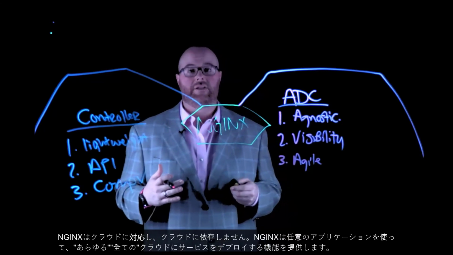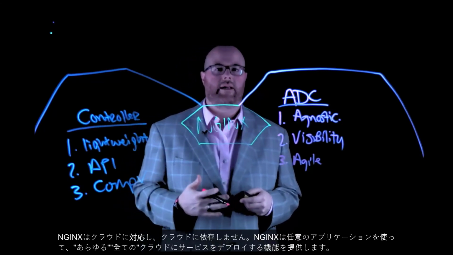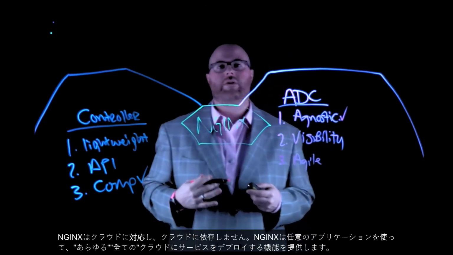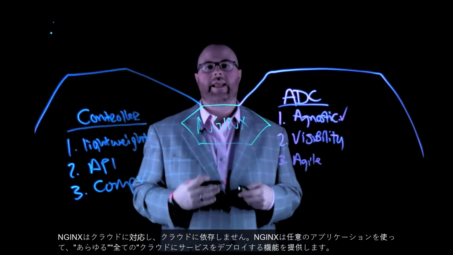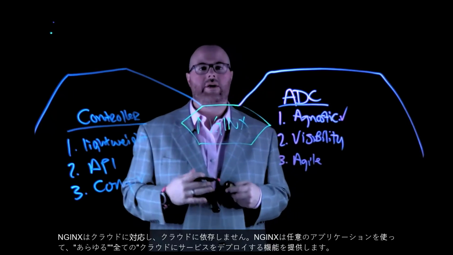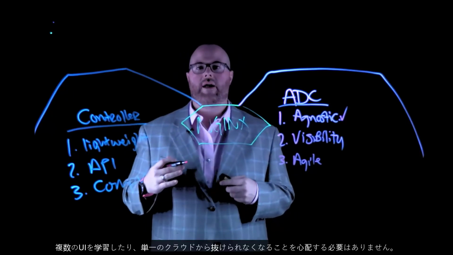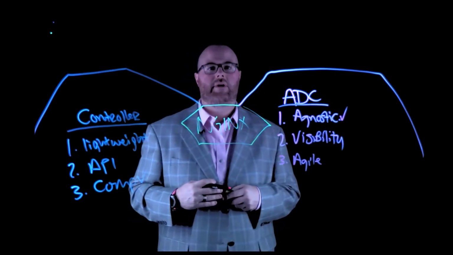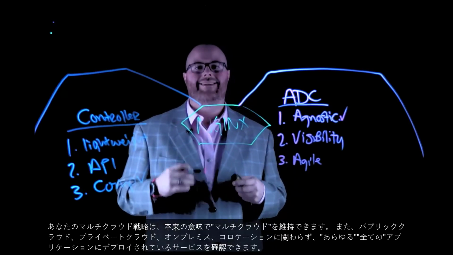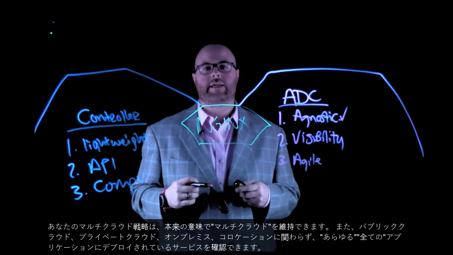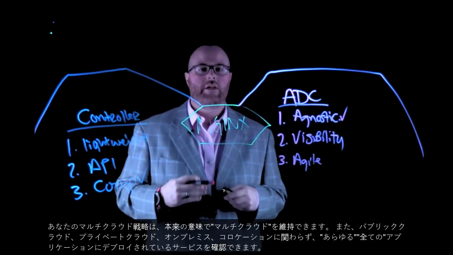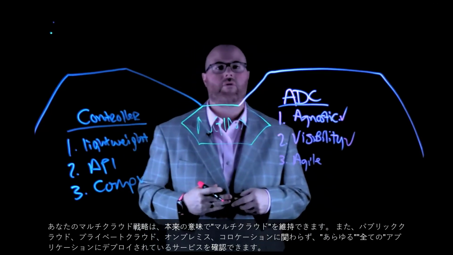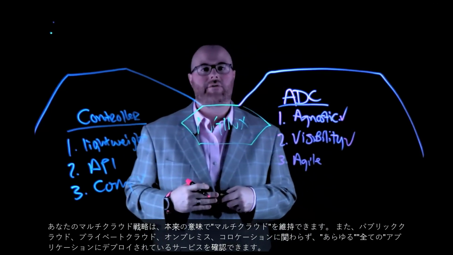With NGINX, though, we are cloud ready, and we are cloud agnostic, giving you the ability to deploy services in any and every cloud at any time with any application. You don't have to worry about learning multiple UIs and being stuck in a cloud. Your multi-cloud strategy can stay just that, multi-cloud.